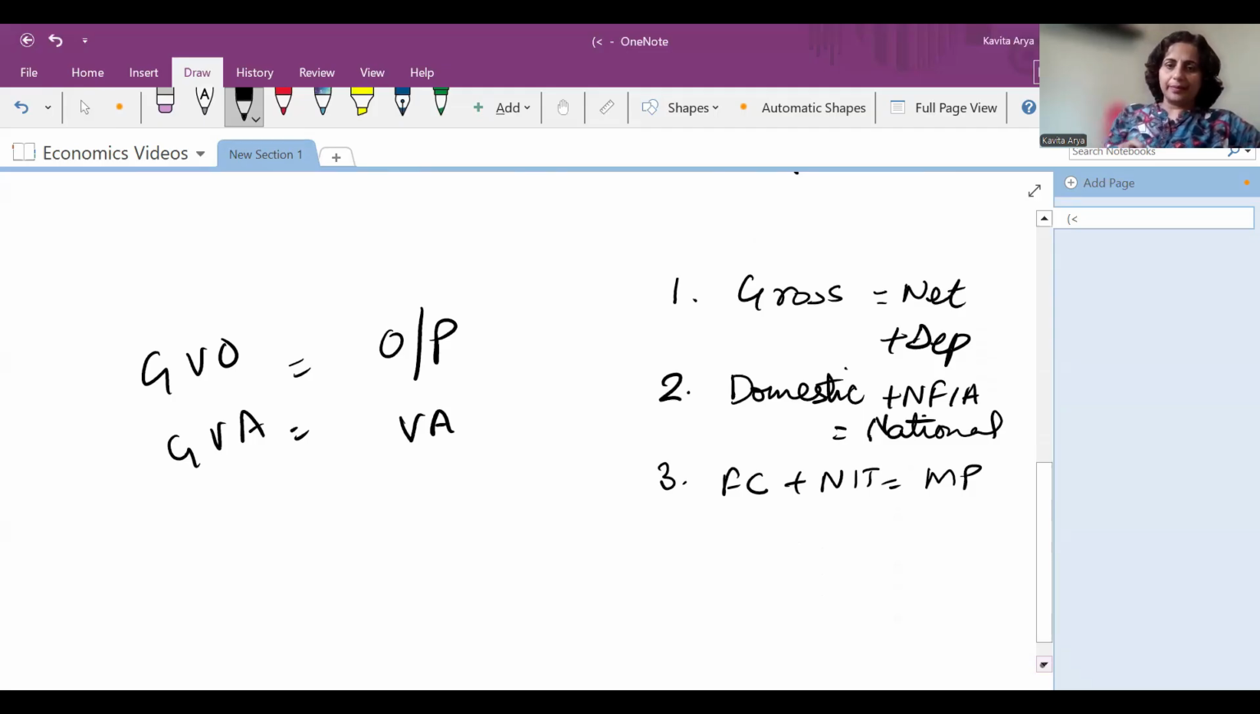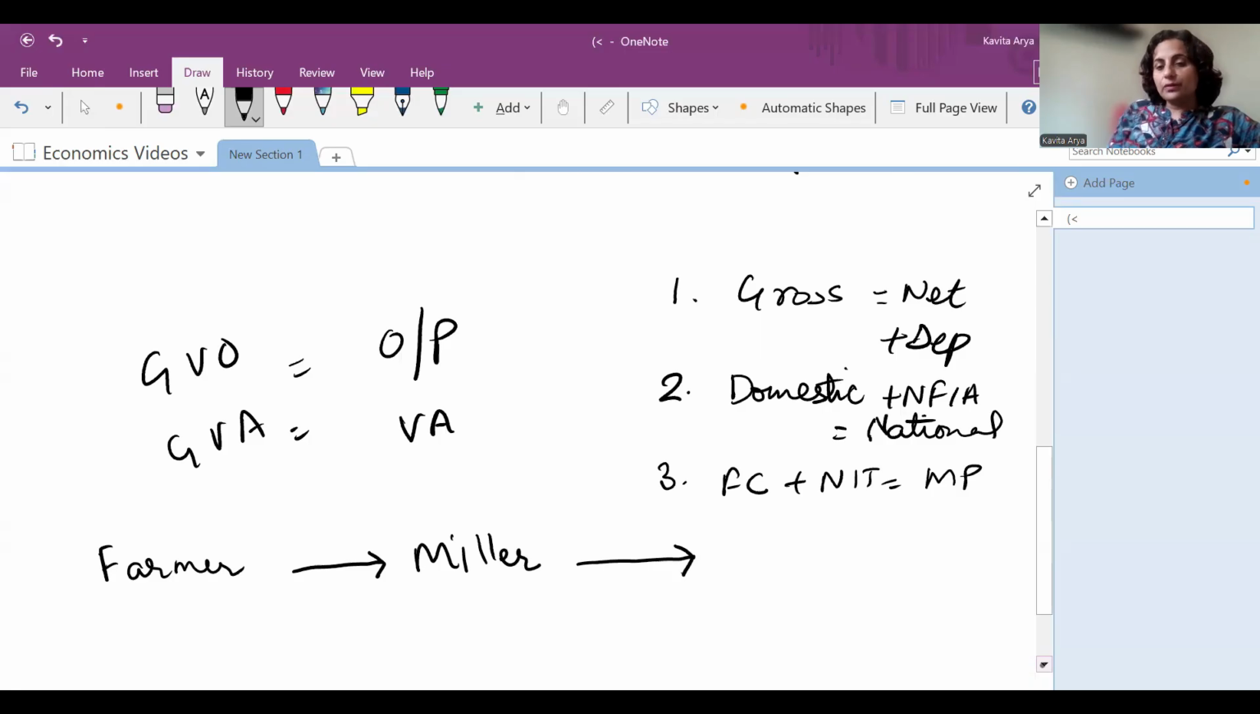Now take a simple example. Let me give you a simple example to make you understand. For example, a farmer produces wheat and gives it to a miller. The miller converts the wheat into wheat flour and gives it to a baker. And the baker makes the biscuits and gives the same to the consumer.